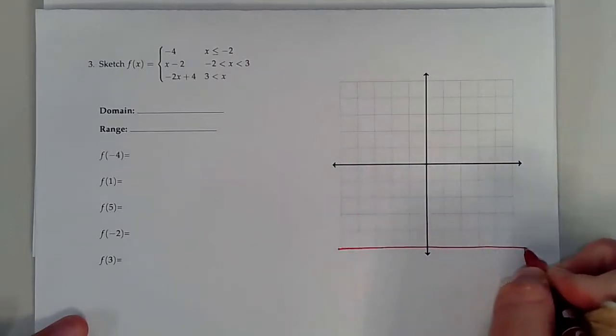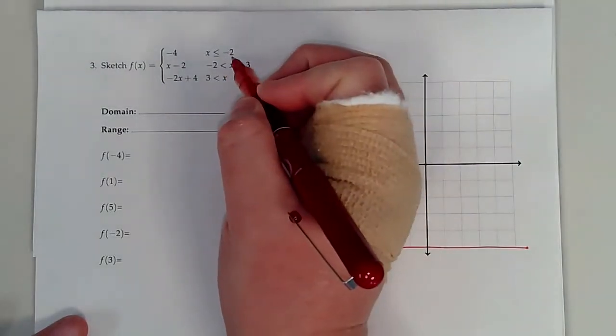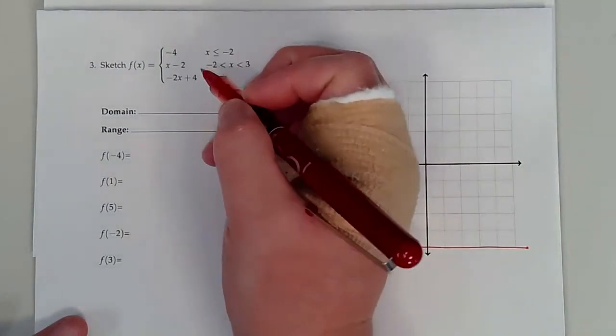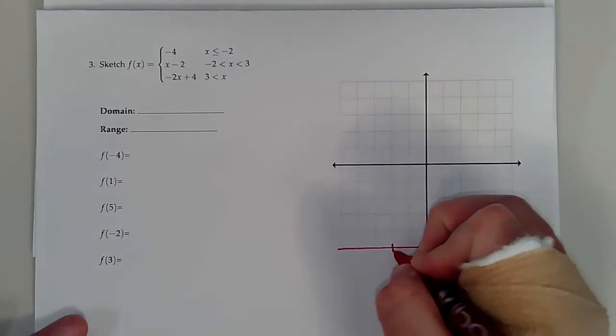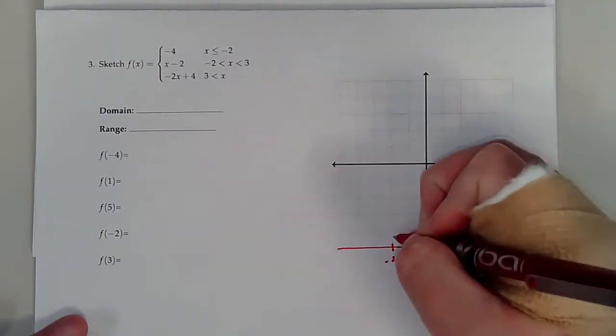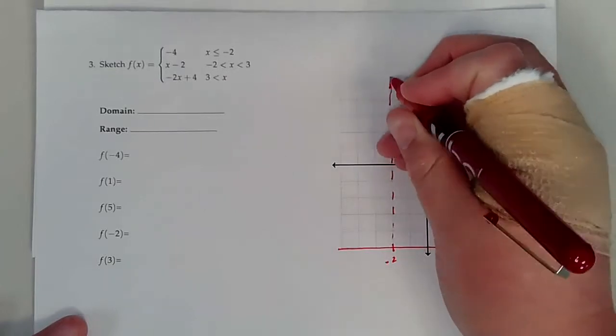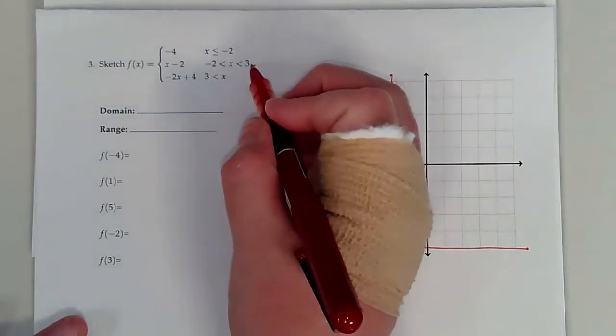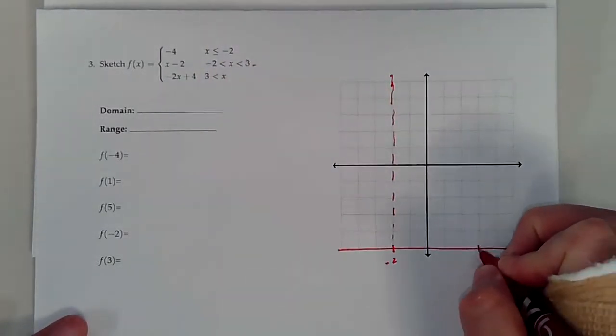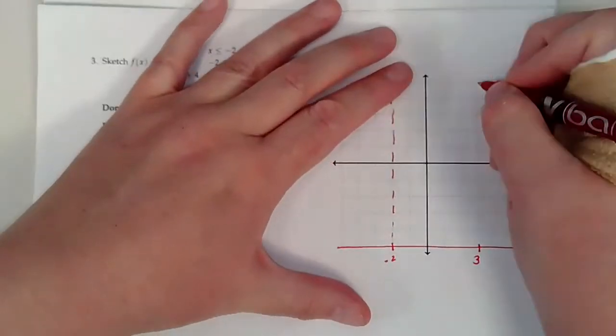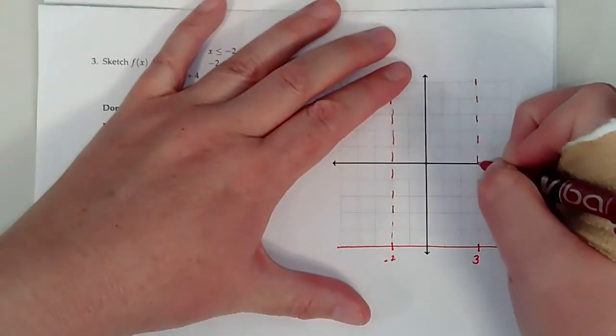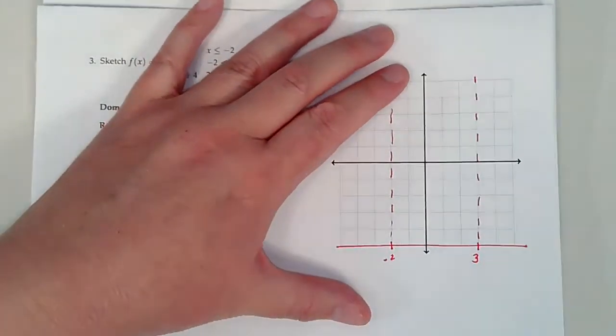So we see that we have a break at x equals -2 where we switch from one function to the other. So I'm going to put a fence line in here. Okay, and then we have another fence line here at x equals 3. So let's get that one in. Okay, and now we've dealt with our domain.